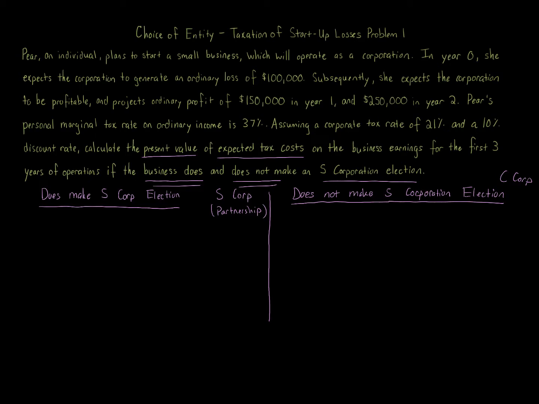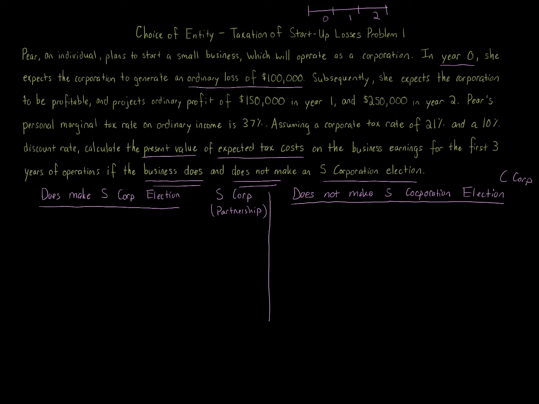Okay, remember we have an individual who plans to start a small business, and like most businesses in the first year, so it's over a 3-year period, and what we're saying is the first year is year 0, the second year is year 1, and the third year is year 2, based on the information. So year 0, the company's expecting an ordinary loss of $100,000.